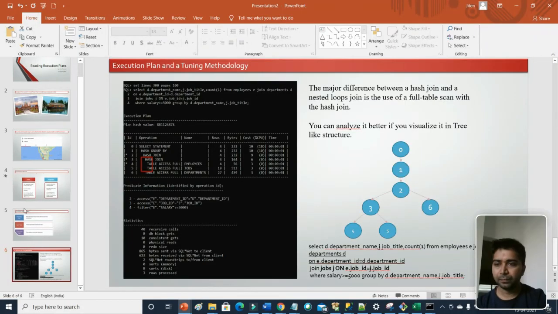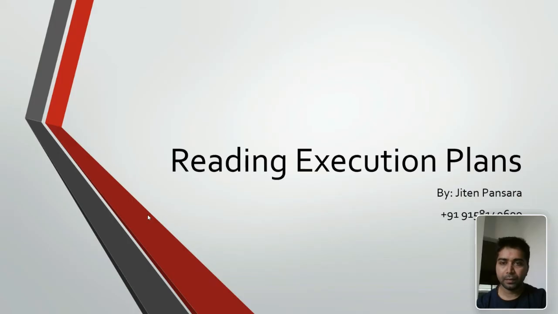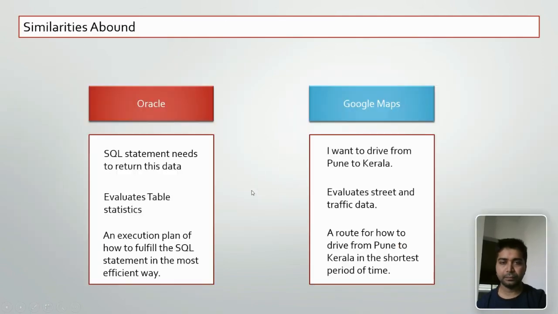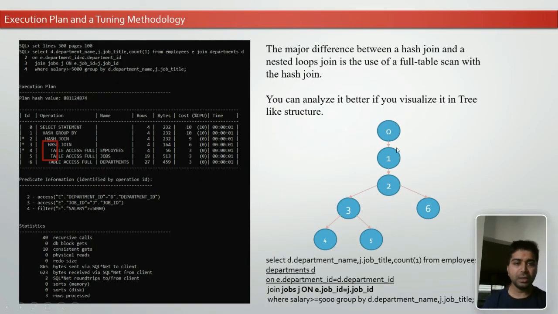Zero has one child record, so I have mentioned that one is the child and zero is the parent of it. That's fine. Now you can see operation number one has one child record, which is 2, so I have written it accordingly. Now here you can see 2 has two child records, number 3 and number 6.